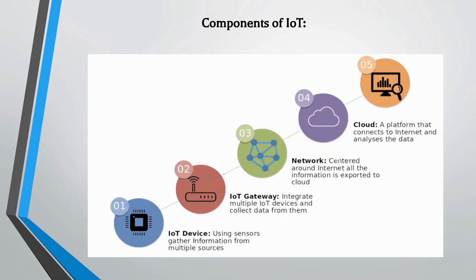Components of IoT. First, IoT devices. Second, IoT gateway. Third, network. Fourth, cloud. Fifth is application. First, we see what IoT devices are: using sensors to gather information from multiple sources. Second is the gateway, which integrates multiple IoT devices and collects data from them. Network, centered around the internet, where all the information is exported to the cloud. A platform that is connected to the internet and analyzes the data.